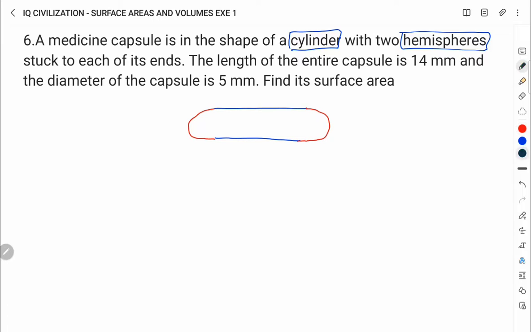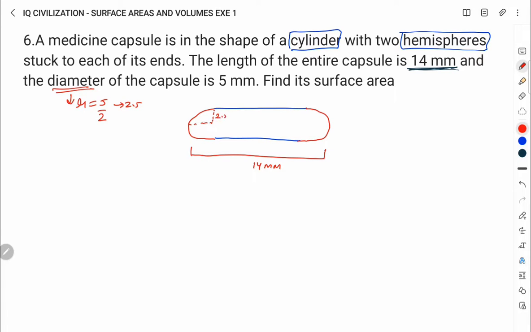Okay. So what is given? The length of the entire capsule is 14. So from here up to here, that is 14 mm. And the dia of the capsule is 5. I already told you, whenever the word dia comes, you have to find the radius, which is 5 by 2. That is nothing but 2.5.